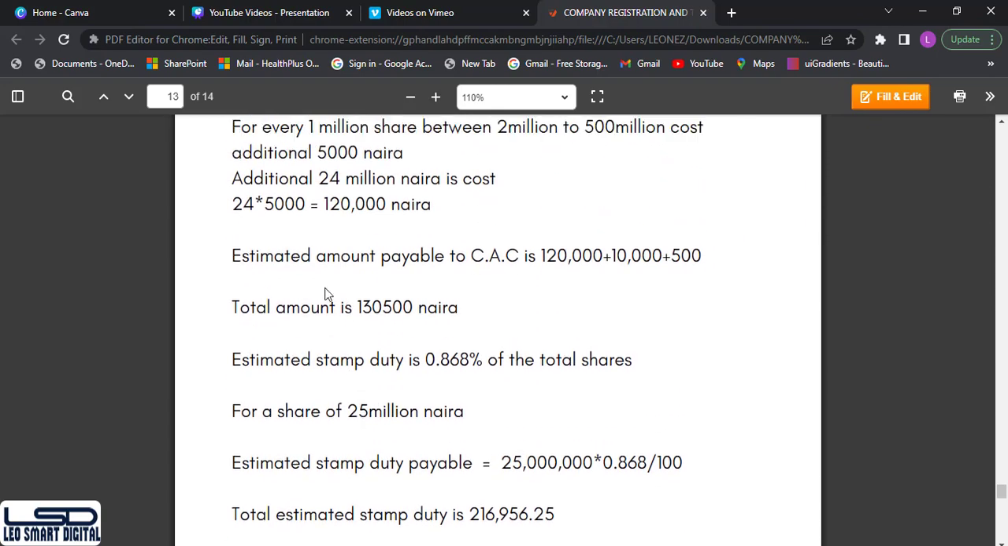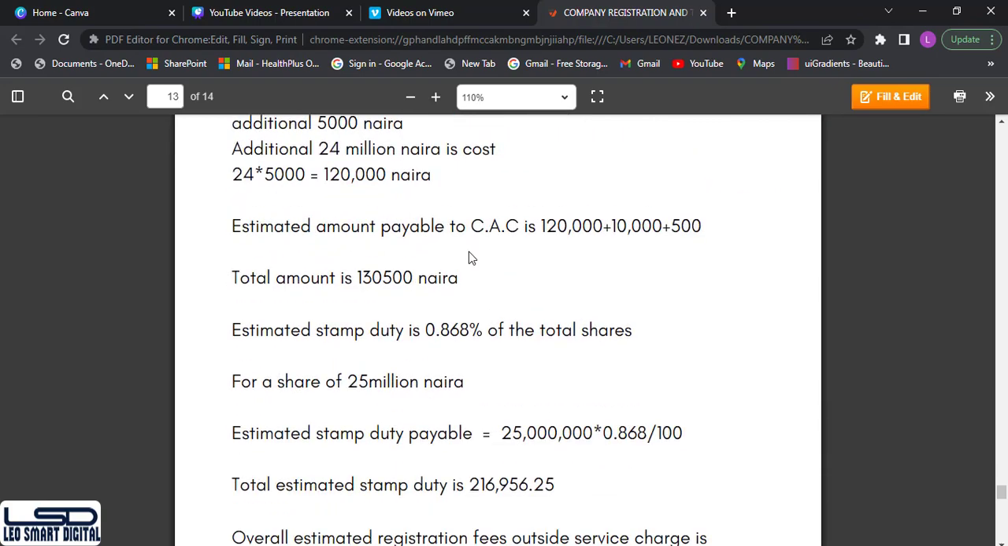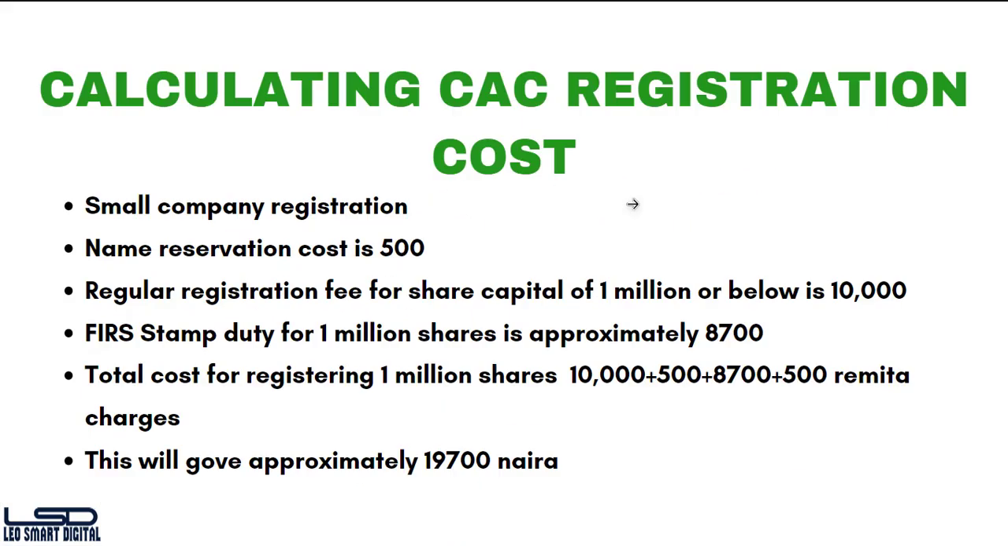I've also shown how to make some calculations. This tutorial is focused on calculating CAC registration costs, especially in company registration. Some already know the amount that will be spent on registering a private company limited by shares with share capital of 1 million shares. So this is a breakdown of the estimated cost, both on CAC and FIRS stamp duty.